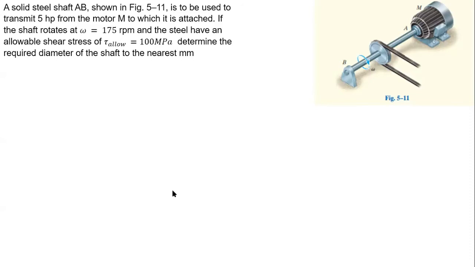So sabi dito, a solid steel shaft AB shown in the figure is to be used to transmit 5 horsepower from the motor M to which it is attached. If the shaft rotates at an angular velocity of 175 rpm and the steel has an allowable shear stress of tau allowable is equal to 100 MPa, determine the required diameter of the shaft to the nearest millimeter.